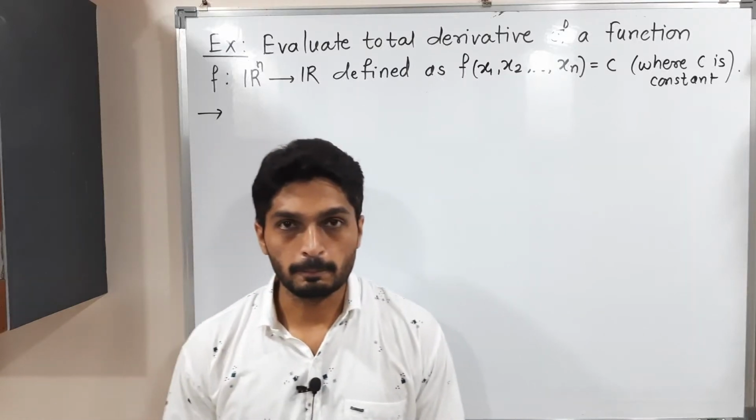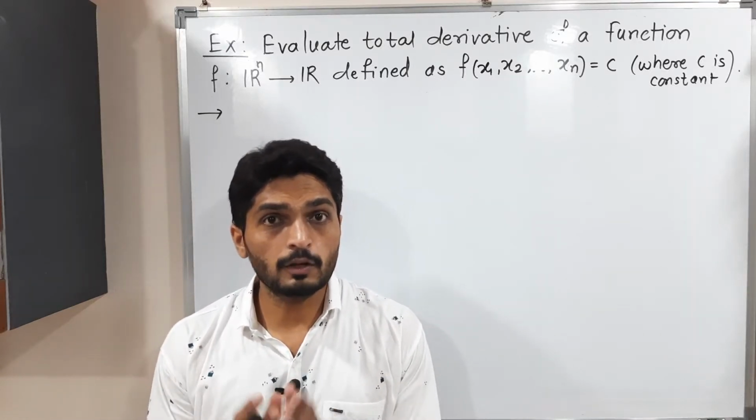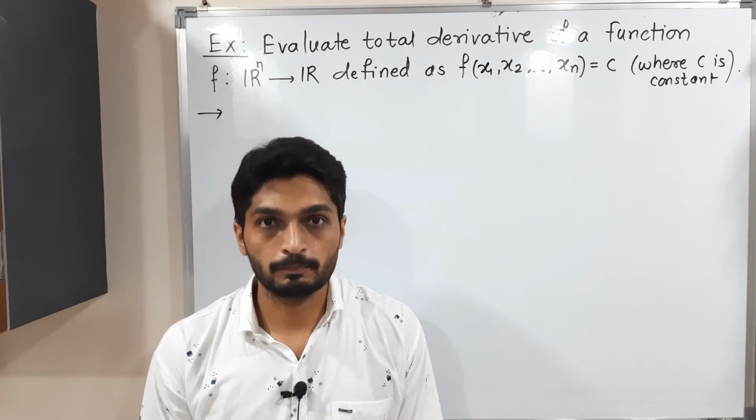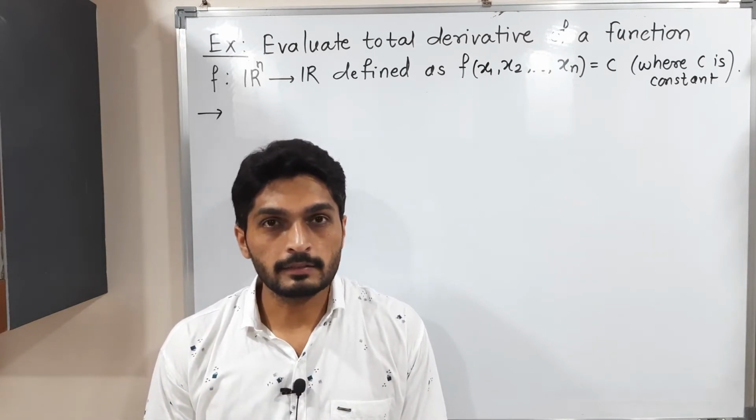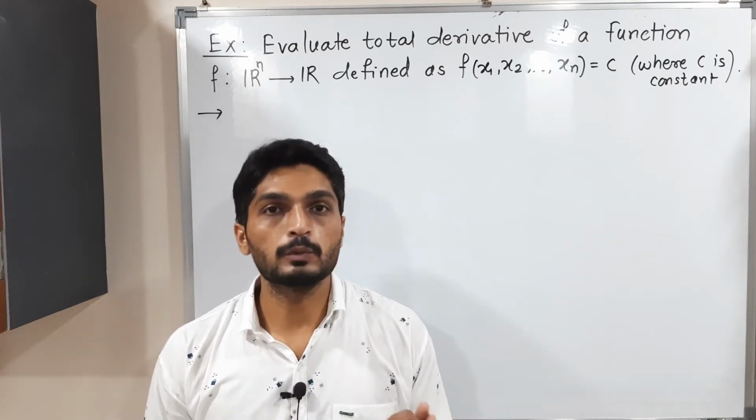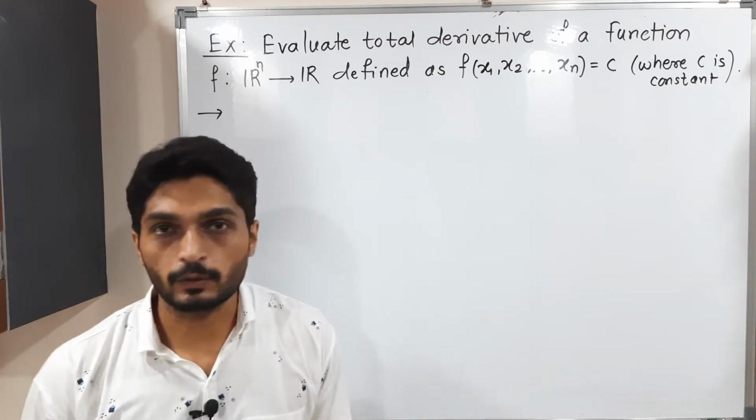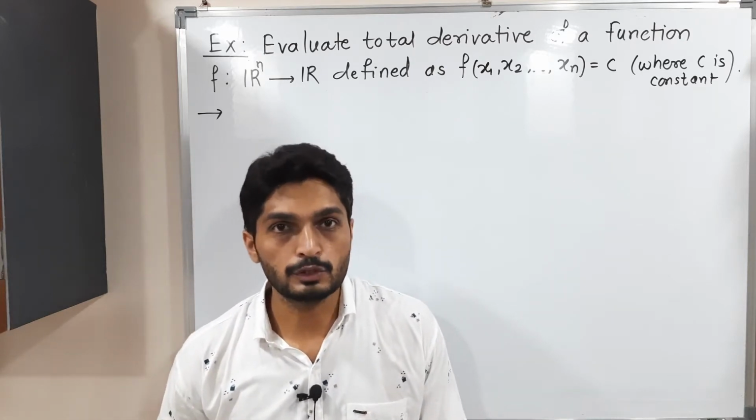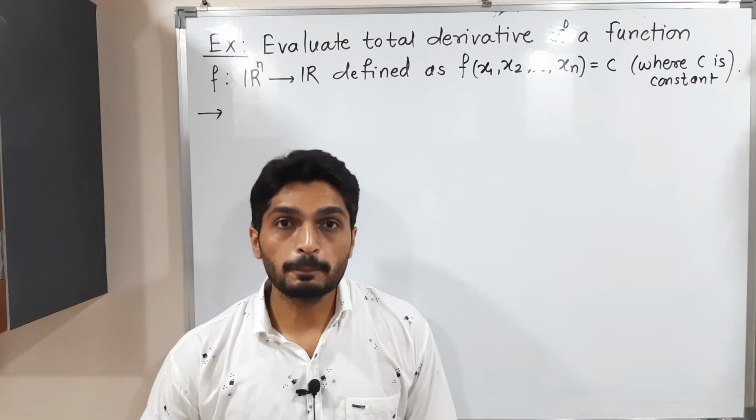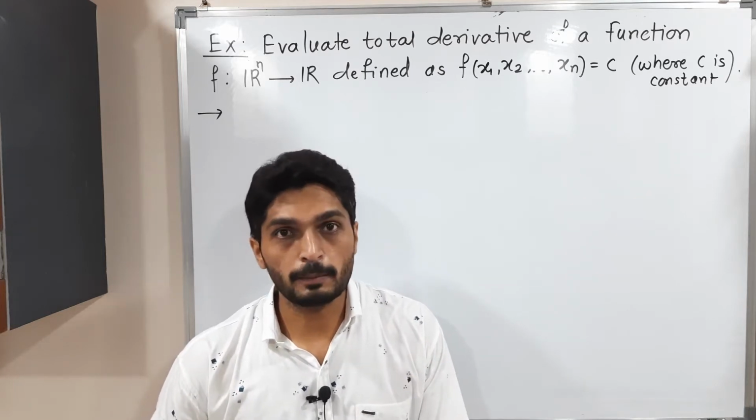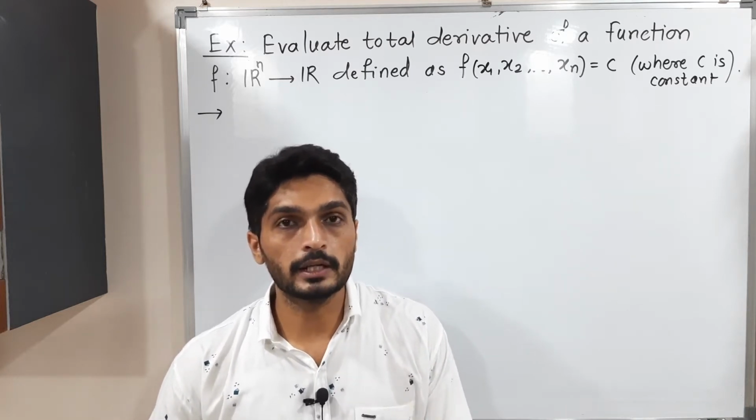Let us discuss this example. In this example, we have a function from Rn to R, defined in a very simple way, which is equal to C. C is a constant, any real number which is a fixed constant. We have to prove it is differentiable, and we have to find its total derivative.